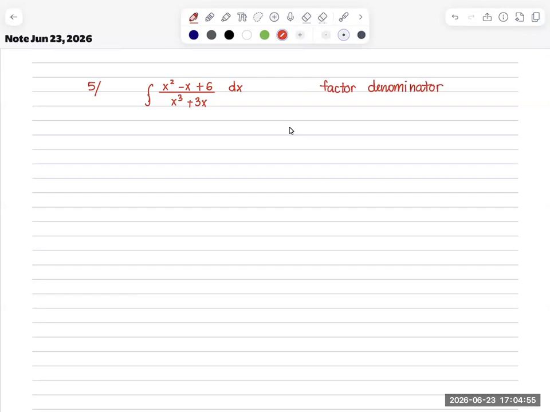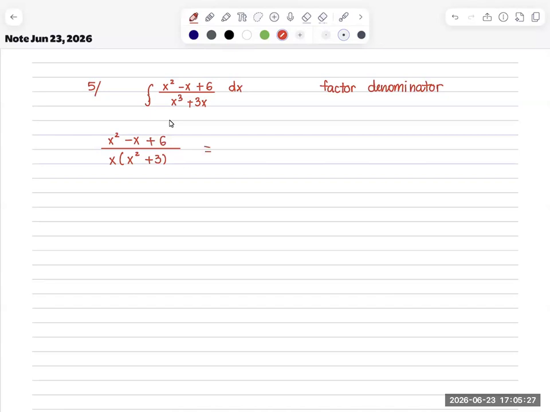For the denominator, it looks like it's not quadratic. However, if you look at the first and the second term, they both have x. So I'm going to take out x, and then I will have x times x squared plus 3, because if you multiply back, x times x squared gives x cubed, and x times 3 gives 3x. This is our factored form, and the numerator I will leave as it is.